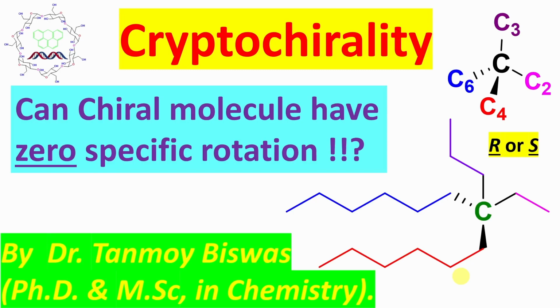Today's topic of discussion is cryptochirality. Chirality, you have heard about it. But what is cryptochirality? We shall discuss, and we shall know one answer. Can a chiral molecule have zero specific rotation? Because specific rotation is a characteristic of a chiral molecule. So is it possible? How much? What is its implication? And how could this concept be utilized in synthetic chemistry? We shall learn everything in this video.